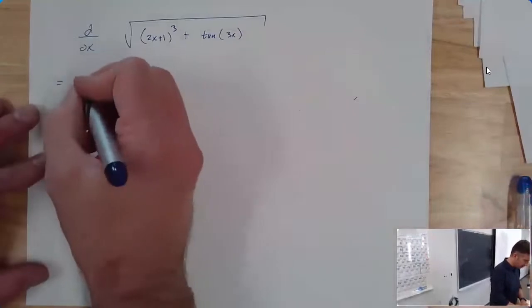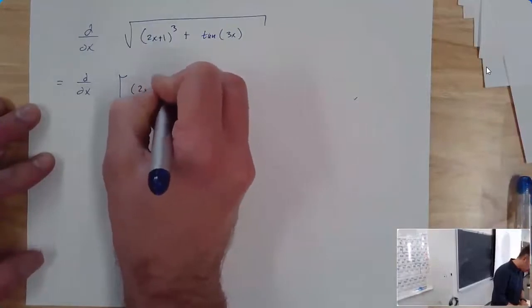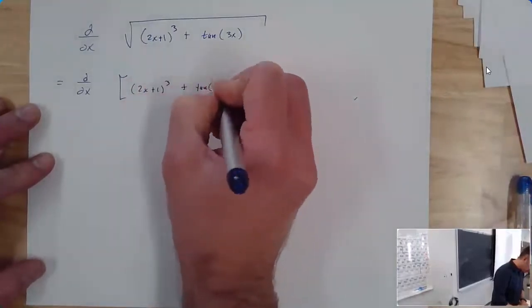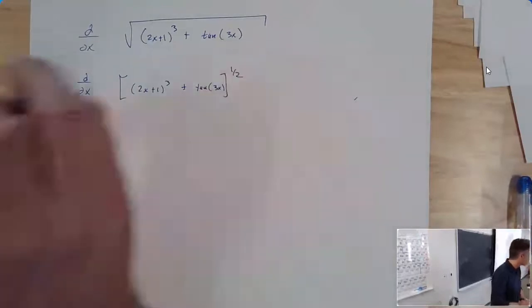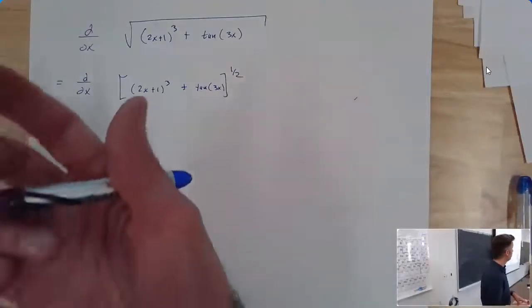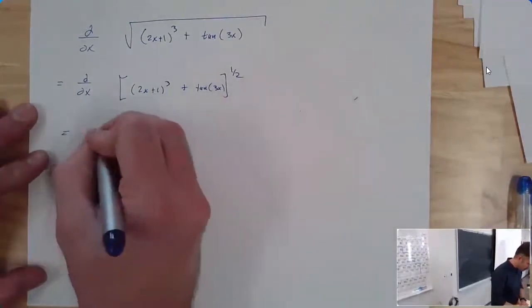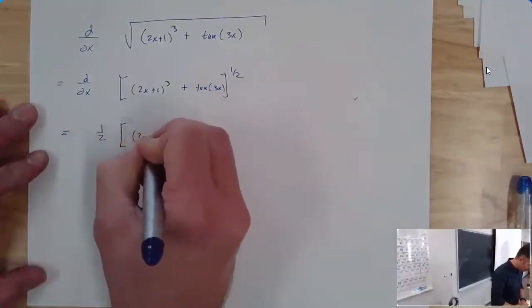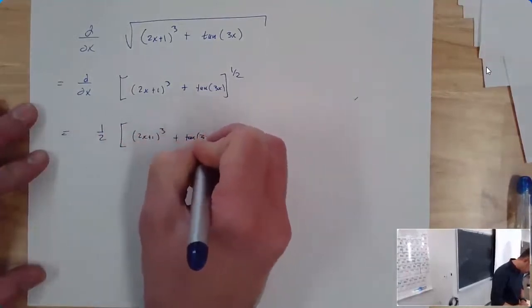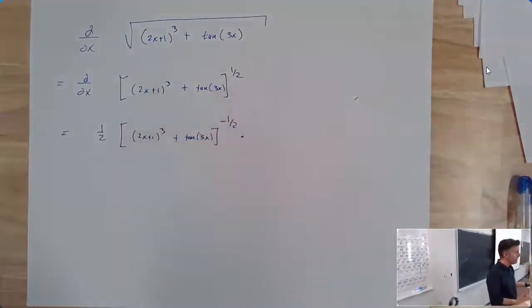And this is true whenever you have a root. I would write this as all of that stuff to the 1/2 power. So now I have some stuff to the 1/2, and I can apply the power rule. I know the derivative of x to the 1/2 is 1/2 times x to the negative 1/2. So I know the derivative of some stuff to the 1/2 is 1/2 times my stuff to the negative 1/2. And then what do we have to multiply by, everybody? Right, the derivative of the stuff, the derivative of the inside.